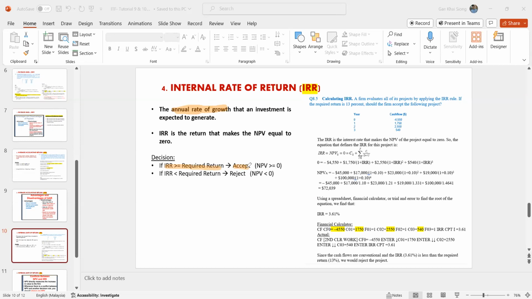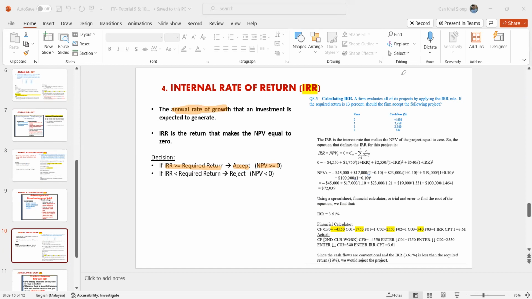Because when your IRR is larger than the required rate of return, that means your NPV will definitely be larger than zero, and we definitely want NPV larger than zero. If IRR is lower than the required rate of return, then the NPV is less than zero. That means there's no point accepting a project that does not carry a high inflow compared to the cost. So we only accept the project if the IRR is larger than the required rate of return, in which case the NPV will definitely be larger than zero. Let's have a look at this scenario.